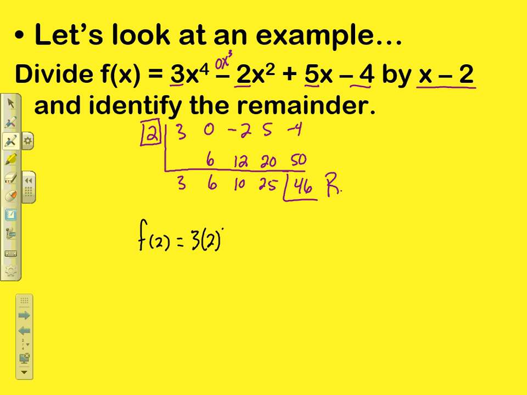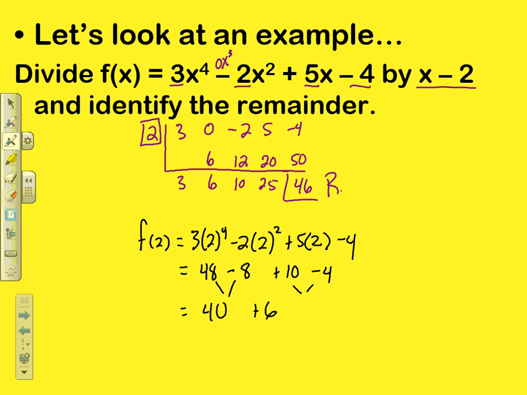So 3 times 2 to the 4th minus 2 times 2 squared plus 5 times 2 minus 4. And what we're going to see is when I evaluate everything, we should wind up with the 46, the same number that we had as a remainder. So 3 times 2 to the 4th power, well, 2 to the 4th power is 16. 16 times 3 is 48. Negative 2 times 2 squared, well, that's basically like saying 2 cubed, so that's going to give me minus 8. 5 times 2 is a 10 minus 4. Okay, so these two together will give me a 40. These two together will give me a positive 6, and 40 plus 6 is 46. So that is what the remainder theorem says.